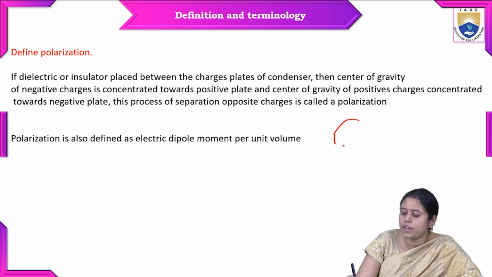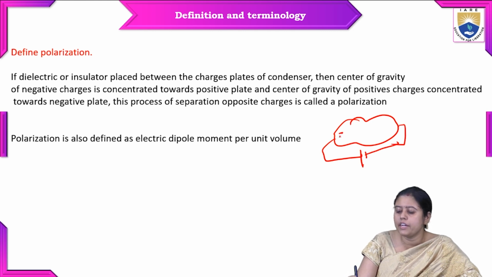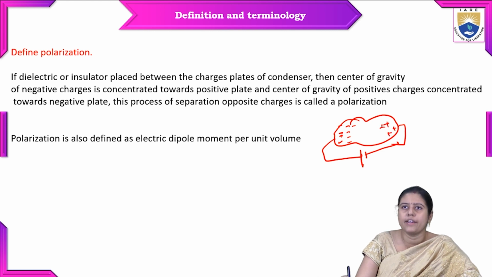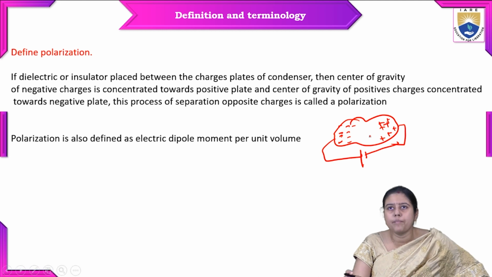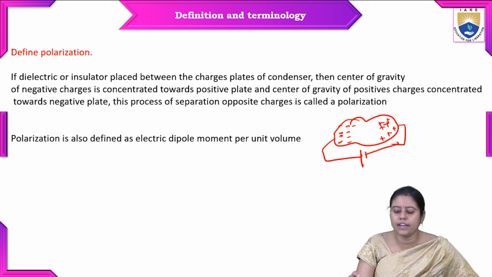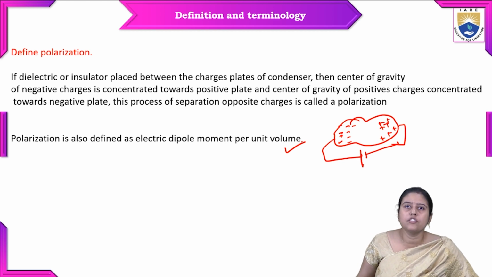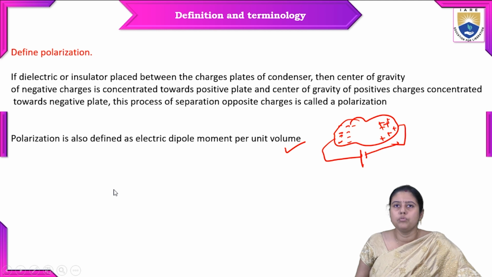So if we connect it with the battery, the negative charge will be attracted by the positive plate and the positive charge will be attracted by the negative plate. So there will be a separation of the charge, which is known as polarization. Polarization is also defined as the electric dipole moment per unit volume.